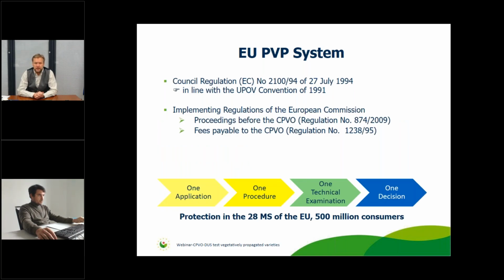Under the European system, we work on the basis of the basic regulation, this one being based on the UPOV Convention of 1991. And for vegetatively propagated crops, there are two implementing rules of importance, the proceedings regulation and the fee regulation. Under the system, you have one application, one procedure, one technical examination, and in the end, one decision to have a right that is immediately applicable in all 28 member states without any additional verification or approval step by the member states. In parallel to the European system, there are also the national systems, and the applicant has the choice to go for either European protection or national protection.